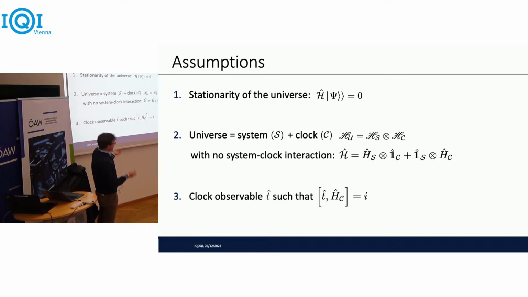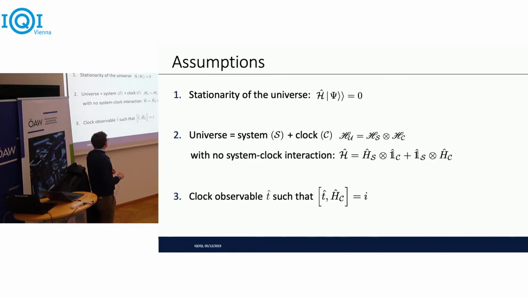And so Page-Wootters, as I said, divide the universe into two subsystems. One is, let's say, the system of interest, and the other one acts as a clock for the first one. In their paper, and usually people dealing with Page-Wootters assume that the clock and the system are not interacting. This is an idealization, but it's useful to get the nice results at the beginning, and then we'll see how to modify this assumption.